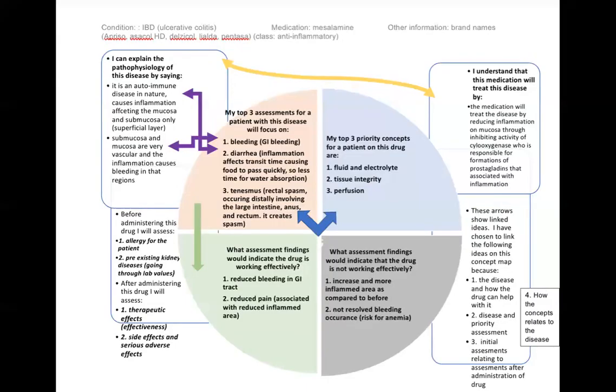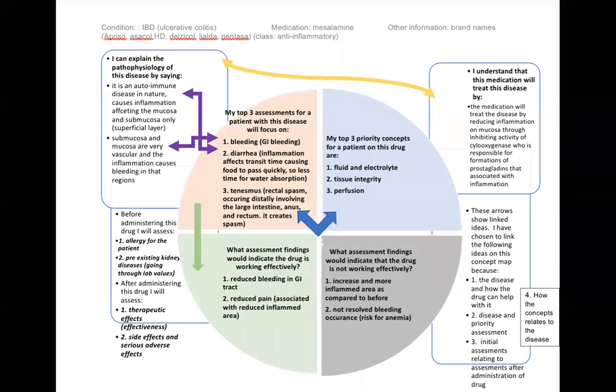Hi, today I want to talk about mesalamine, a drug that is used to relieve symptoms of inflammatory bowel disease, primarily ulcerative colitis. The pathophysiology of this disease is that it is an autoimmune disease in nature that causes inflammation affecting the mucosa and submucosa. Those regions are very vascular and the inflammation causes bleeding. It starts within the rectum and continues the inflammation proximally through the large intestine.